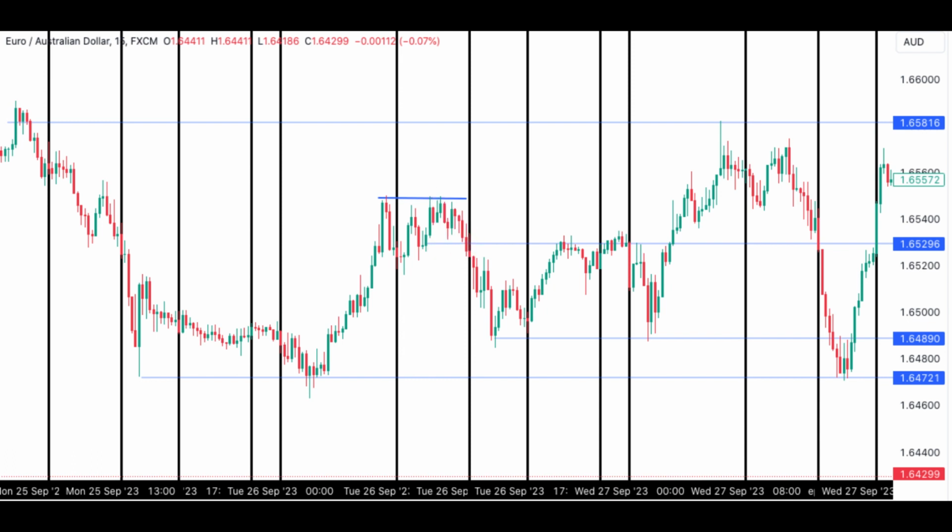Price keeps on bouncing on the previous session's high and low before beginning a major trend in the market. So having your chart marked out like this will give you an edge in the market and open up entry opportunities.